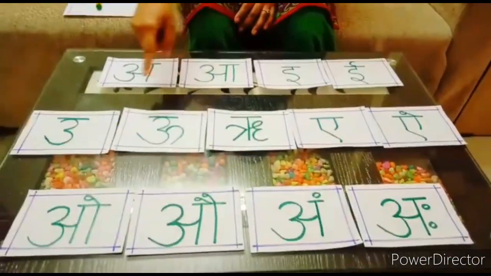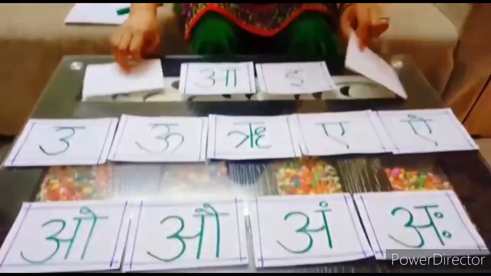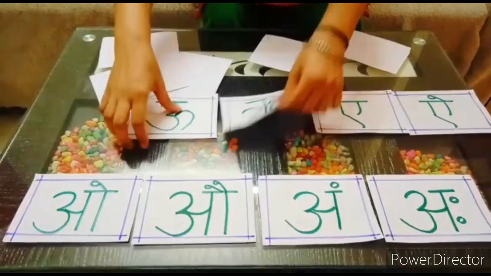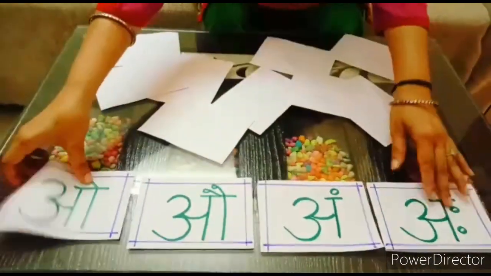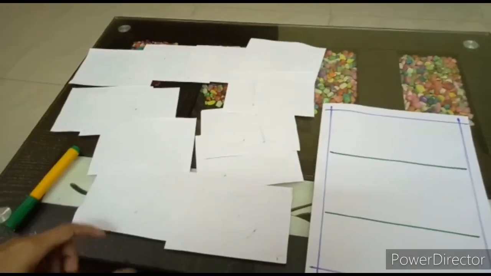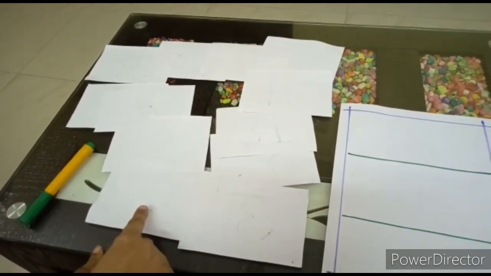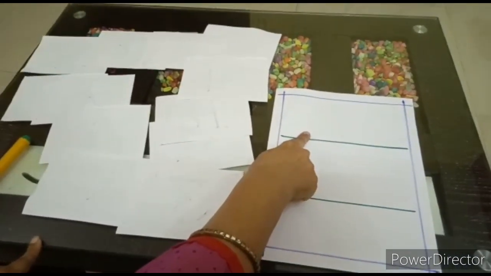Now let us do the activity. For that activity, we need some flashcards of the Swar, one A4 size paper, one marker pen. Now first turn all the flashcards one by one and mix them well. Then pick up any one flashcard and related to it you have to draw one picture.